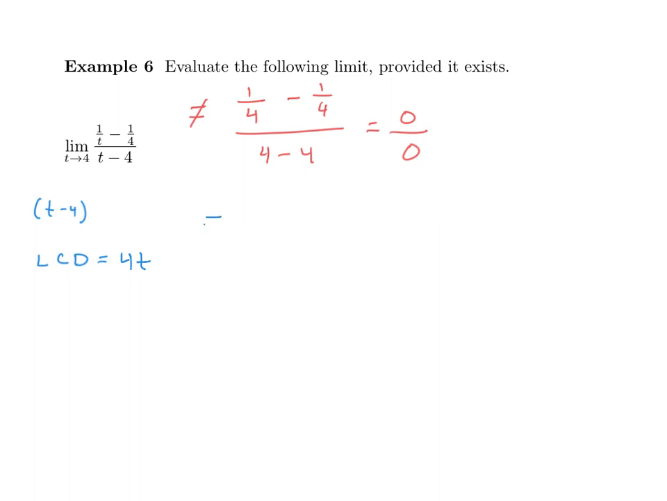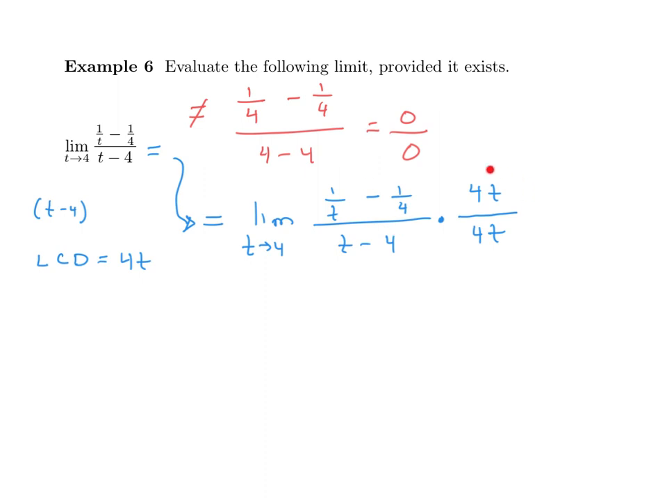Therefore, this limit that we started with is equal to the limit as t approaches 4 of, I'll put 1 over t minus 1 over 4 divided by t minus 4. And I'm going to multiply this by 1, which means I will not change the value of the fraction. But I'm going to write 1 as 4t divided by 4t. Clearly, this is equal to this because this equals 1. Multiplication by 1 does not change the value of what we start with.